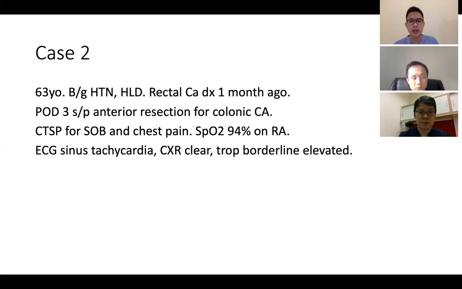The second case is that of a 63-year-old with background hypertension and hyperlipidemia, who was admitted for anterior resection for colonic cancer. The on-call MO was asked to review for shortness of breath, chest pain and some mild hypoxemia. ECG showed sinus tachycardia, the X-ray was clear, and there were some borderline raised troponins. So these are just the two cases. Not much specifics, but hopefully we can have a meaningful discussion about it.